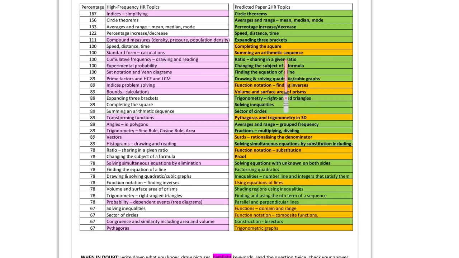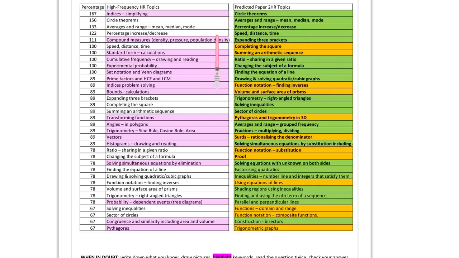Please remember that, for example, indices 167%, like that is more likely to come up again. This isn't a guaranteed list. This is literally just a prediction. We haven't seen the circle theorems yet at all. It didn't come up in paper 1. I do think there is a high chance it's going to come up in paper 2.